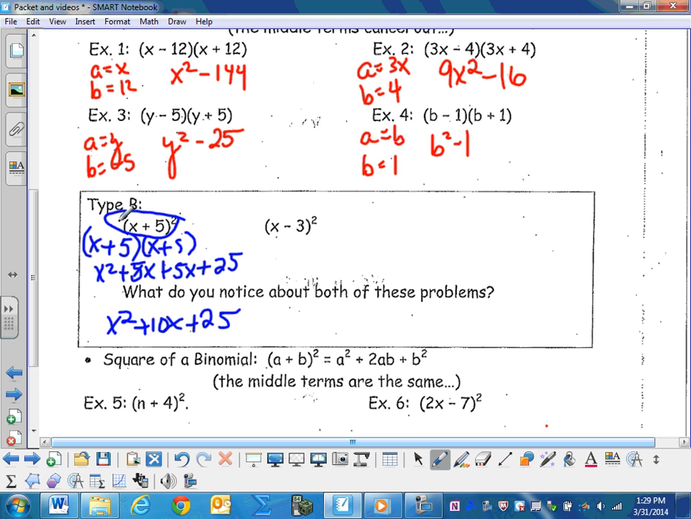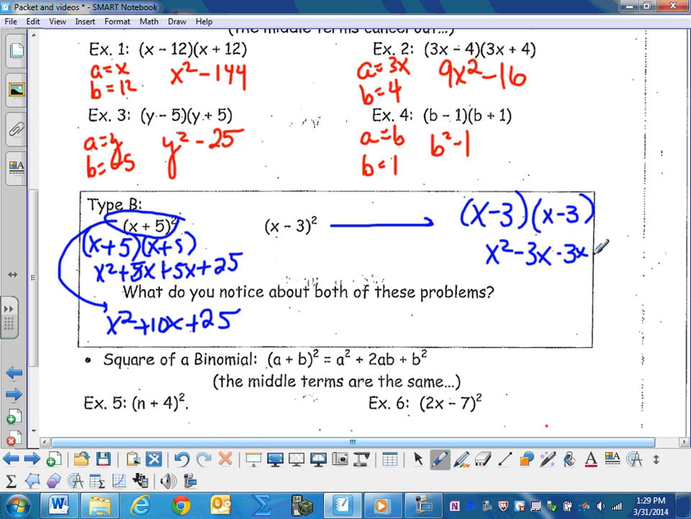That's this squared. And if we took x minus 3, x minus 3 squared is x minus 3 times x minus 3. X times x is x squared minus 3x, minus 3x, plus 9. So we have x squared minus 6x plus 9.